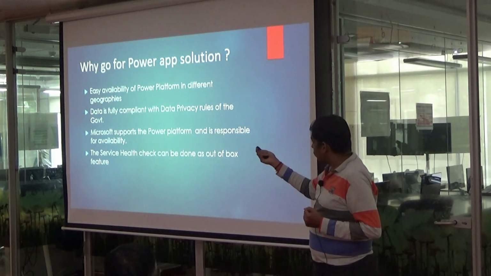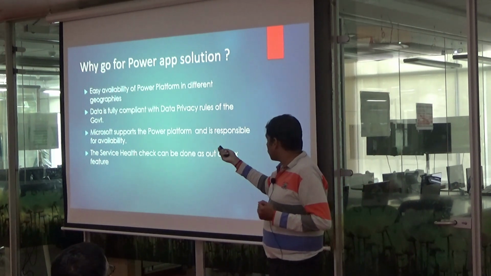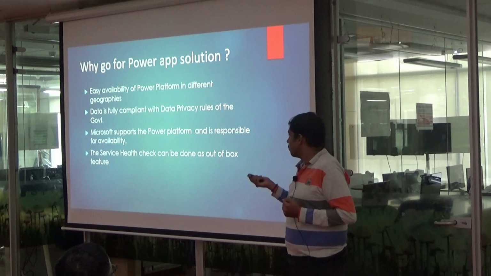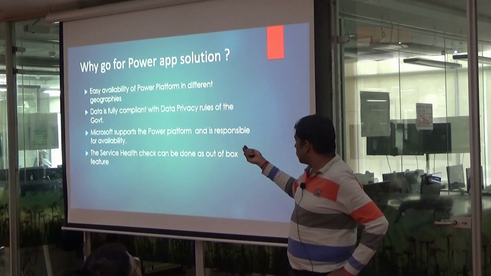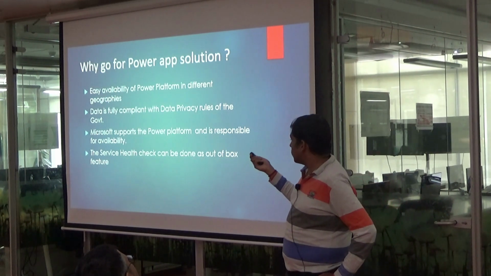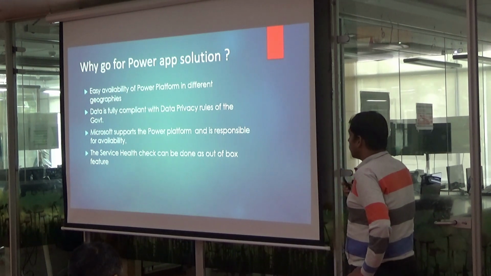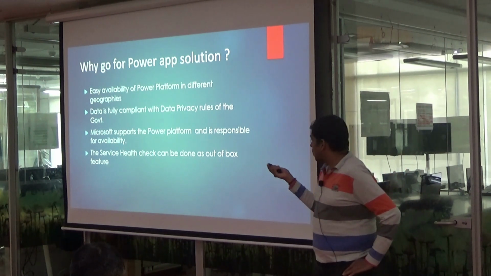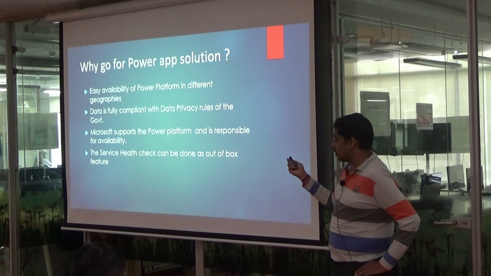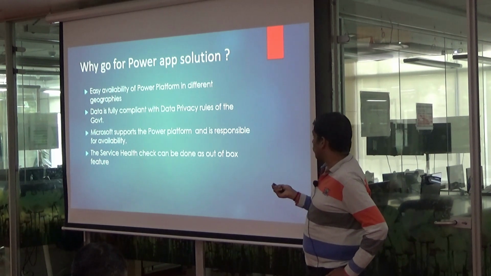And it has a target of 99.98% availability, that is what Microsoft says. If there is any downtime where people are not able to use Power Apps, the platform layer is supported by Microsoft. So if the Microsoft SLA is that availability, then it should not be a problem when you are building Power Apps for enterprise-wide usage. And you can also use the service health check, which is also out of the box. You can make use of that functionality to see how your apps are performing, how people are using it, and what the traffic is for Power Apps.